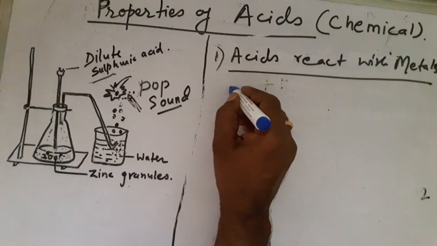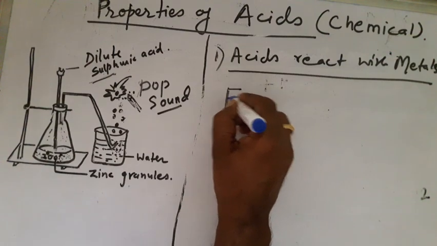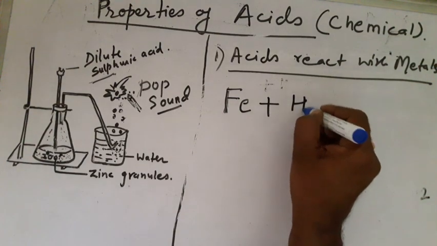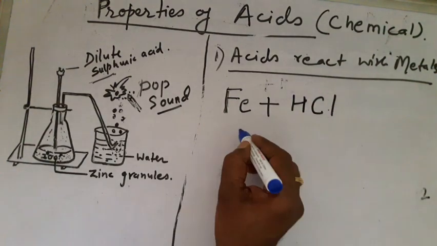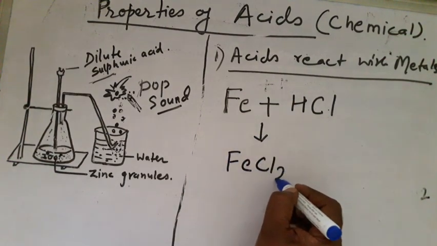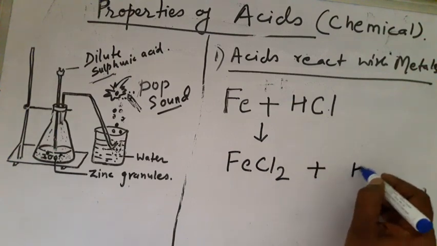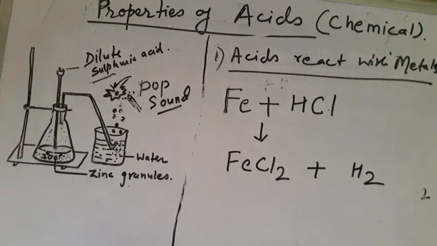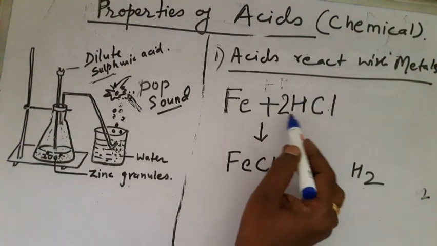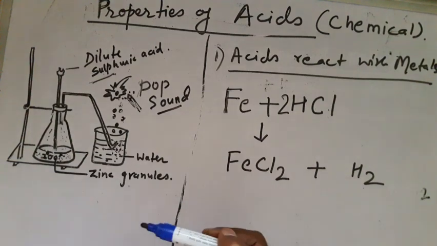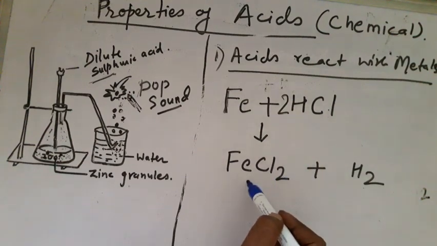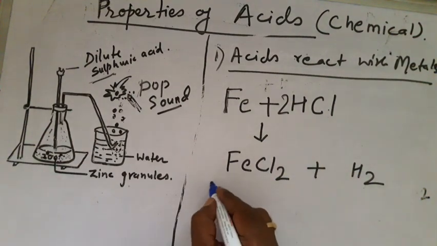Then you can take iron also. Suppose you are taking Fe plus HCl, then what will be the reaction? A similar type of reaction will take place, giving ferrous chloride and hydrogen gas, very simple. Now you have to balance this reaction: Cl2, 2Cl, so put the 2, then 2 hydrogen is there, it is a balanced reaction. So iron also reacts with dilute hydrochloric acid, and forms ferrous chloride and hydrogen.